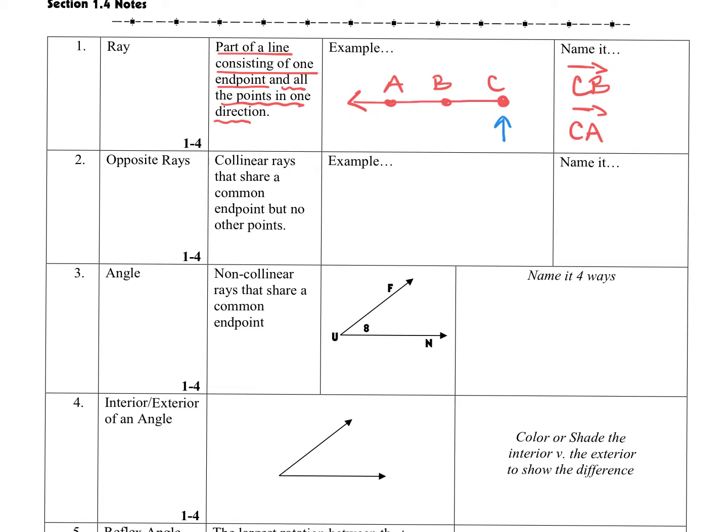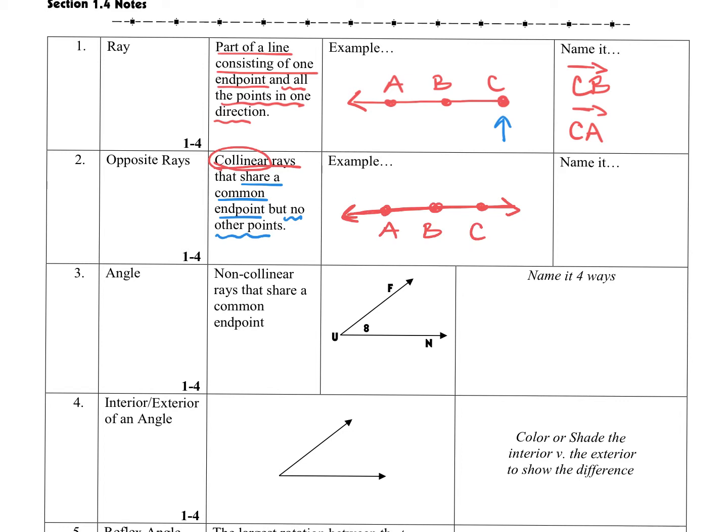Now, opposite rays are going to be collinear rays. So it's basically going to be two rays that are going to make a nice straight line. And what's going to happen is they're going to share a common endpoint, but no other points. So what we're going to do is we're going to draw a line this time because they are supposed to be collinear. So I'm going to put my arrows on the ends. I'm going to put those same 3 points that I just did on the previous one. And I'm going to say A, B, and C.